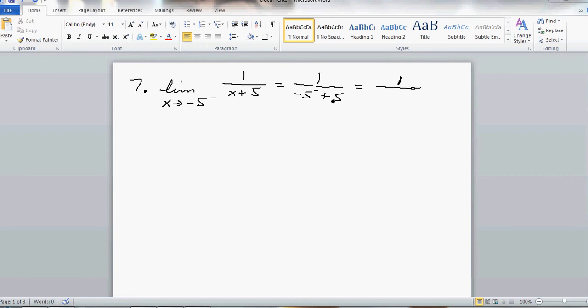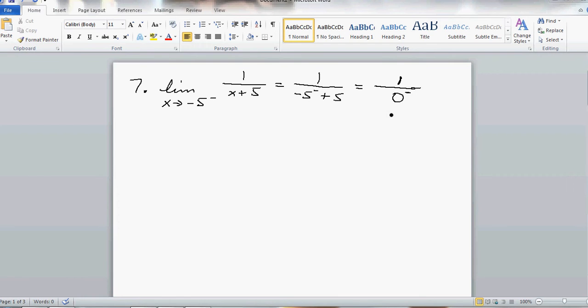Negative 5 plus 5 is still 0, but what we want to look at is, are we coming in to 0 from the left side or the right side? So negative 5 from the negative side might be negative 5.00001 or something like that. And so that negative 5.00001 plus 5 would be negative 0.000001, or in other words, it's 0 coming in from the left-hand side.